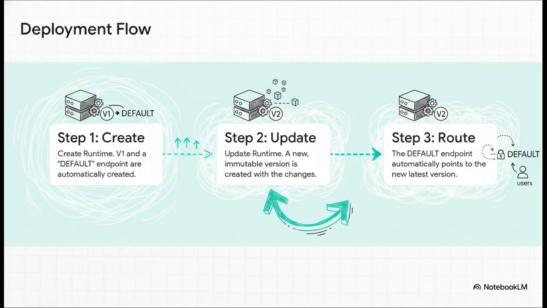So let's see how this all clicks together. When you first create your runtime, boom, you get version 1 and a handy default endpoint pointing right at it. Now, let's say you push an update. A new, immutable version 2 is created. The default endpoint then just automatically swings over to point to this new latest version. It's that simple. Your users are always getting the latest and greatest code with no interruptions.